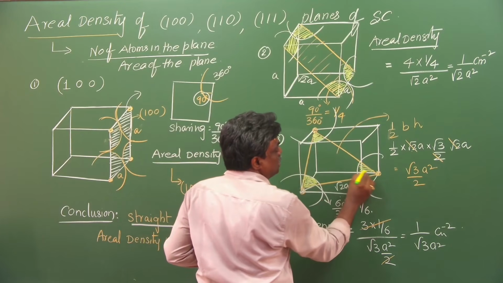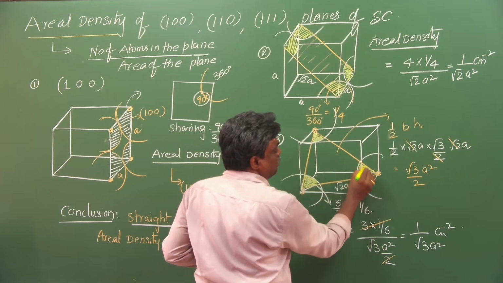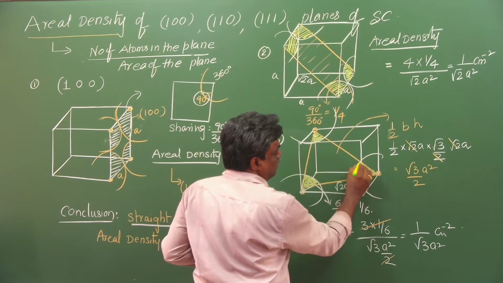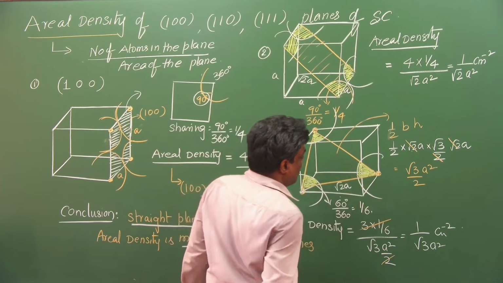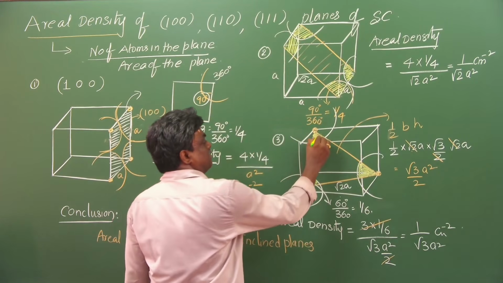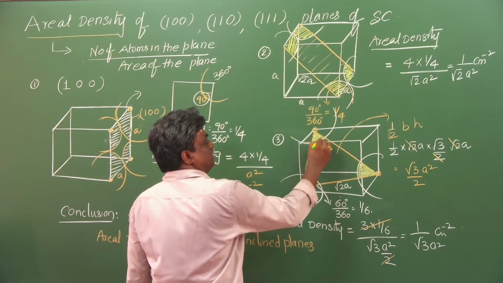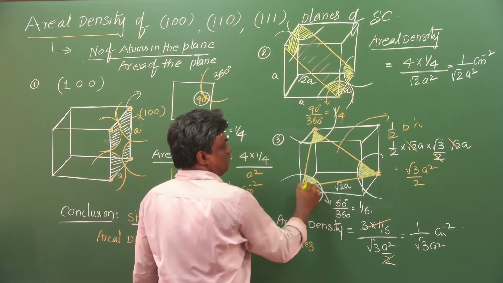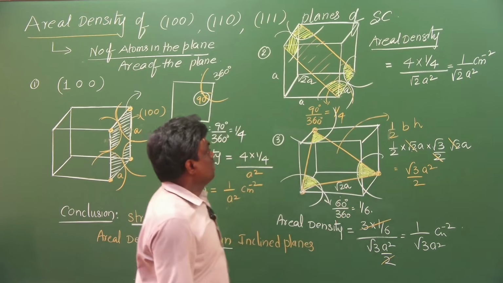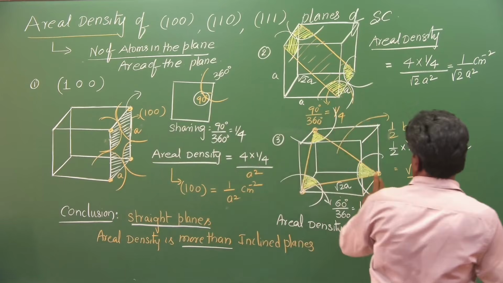Only this is the sharing we are getting for this plane. That is 1 by 6th part is coming into the plane. Here a 1/4 part, here a 1/6 part.